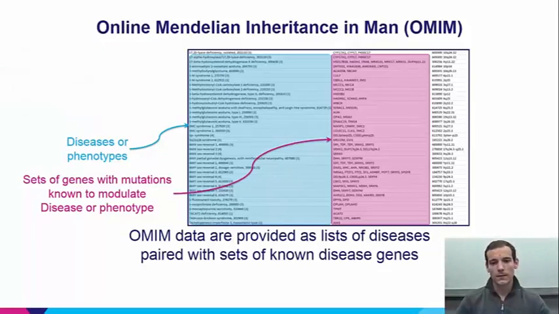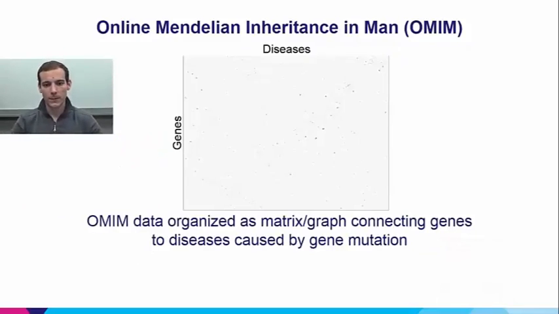This is another one of these formats that's kind of like a set library, where in one column we have listed diseases or phenotypes, and then in the next column we have a set of all of the genes that are known to have mutations associated with these diseases. So again, we can reorganize this information into a matrix format and plot it as a heat map and get this broad overview of how gene mutations are related to a large number of human diseases.